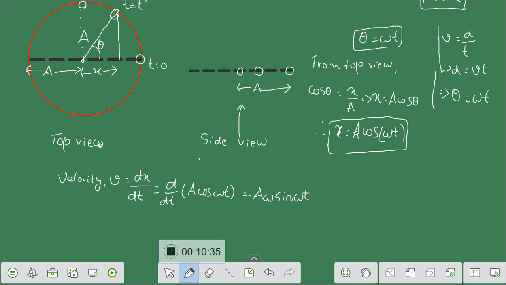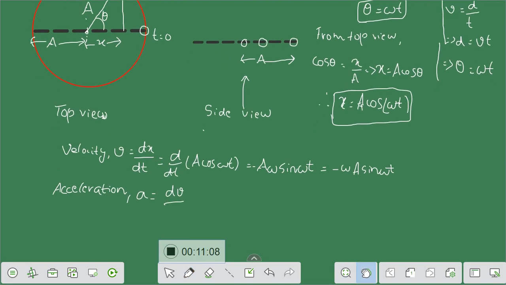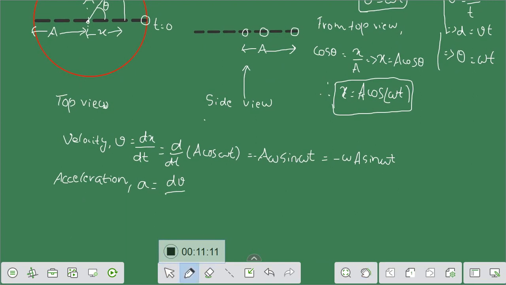And now I can also find out what's the acceleration. So the acceleration, which can be written as a, would be nothing but the double differentiation of the displacement, or we can have it as the differentiation of the velocity. So I can write it down as dv divided by dt. So we have already found out the velocity, so I can simply write it down as d/dt of minus omega a sine of omega t, right?